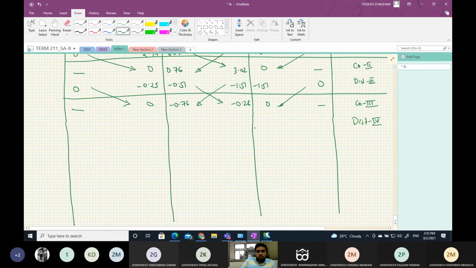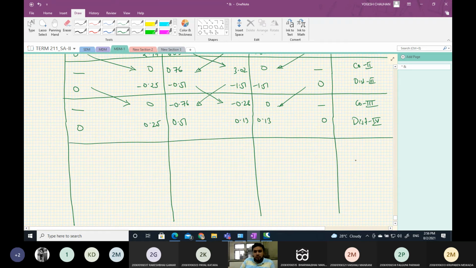Okay, so distribution 4: 0, 0.76 into 0.33, it is 0.25, and this will be 0.51, and 0.26 multiplied by 0.5, it will be 0.13, 0.13, 0.